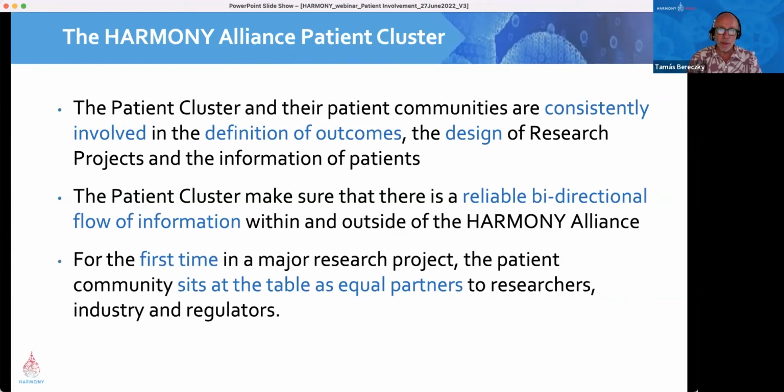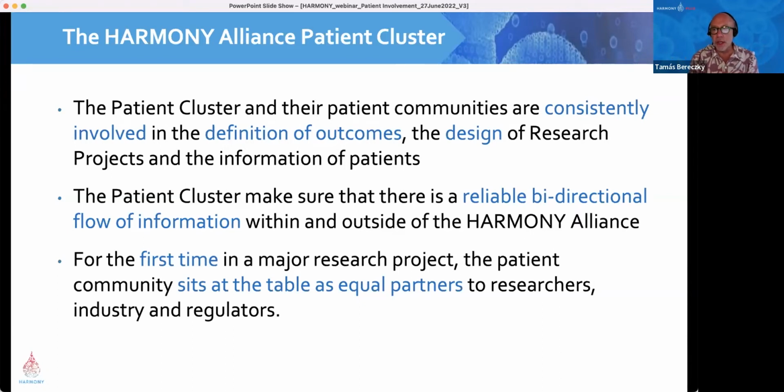But also the patient cluster and the patient communities behind the patient cluster have been involved in designing research projects and also providing information to patients. The essential task of the patient cluster is making sure that there's a reliable bidirectional flow of information within but also outside of the Harmony Alliance.